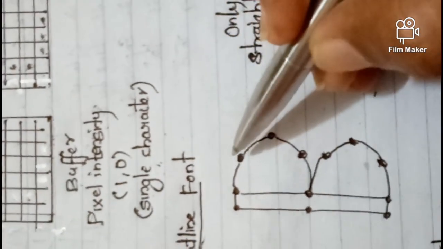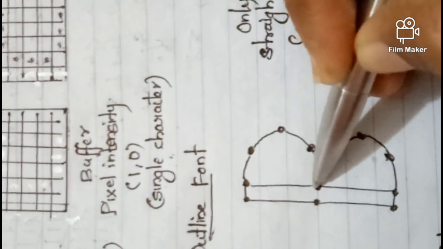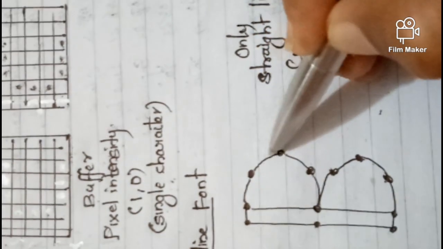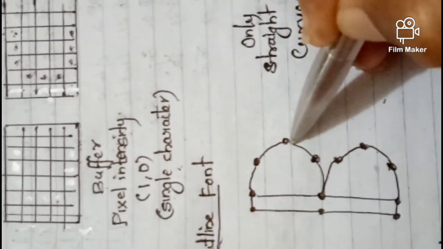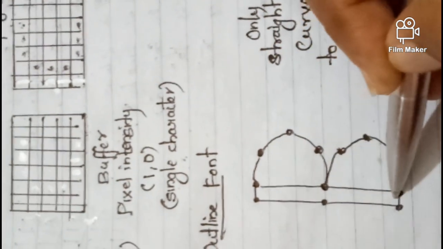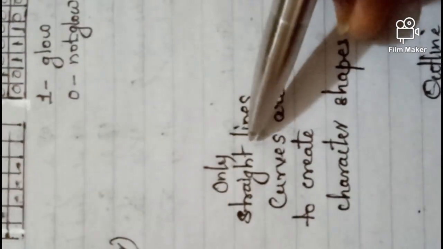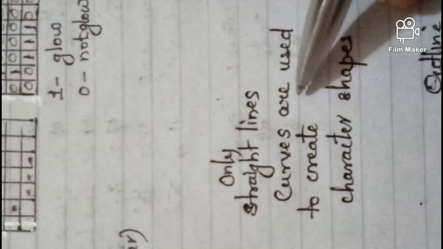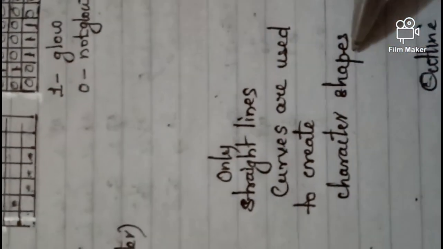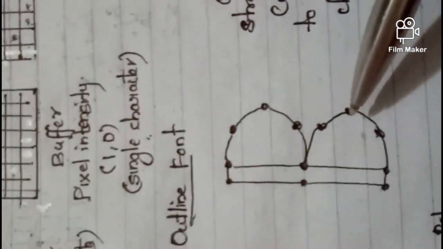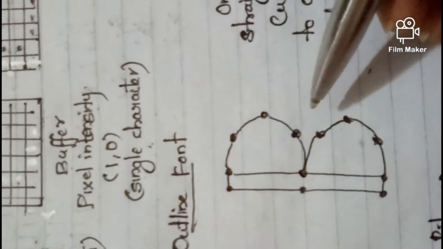In Outline Font we use only two primitives. One is a straight line and the second primitive is a curve. By using curves like this, all these are different curves and these are different line sections. So by using lines and curves, character shapes are constructed. What is it? By using just straight lines and curves, we can create character shapes. See, here I have tried to create the shape of character B.